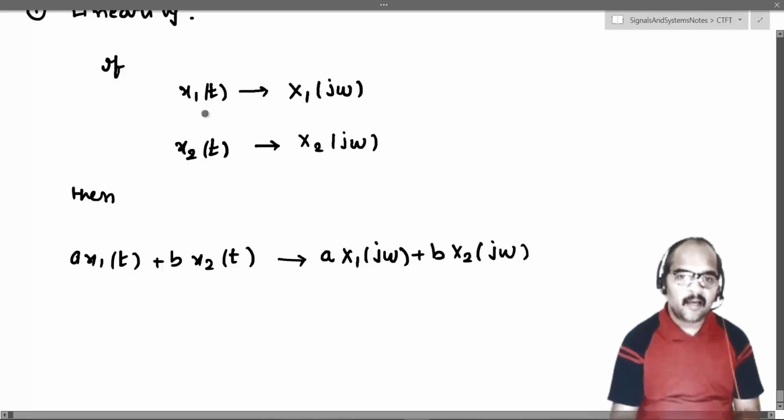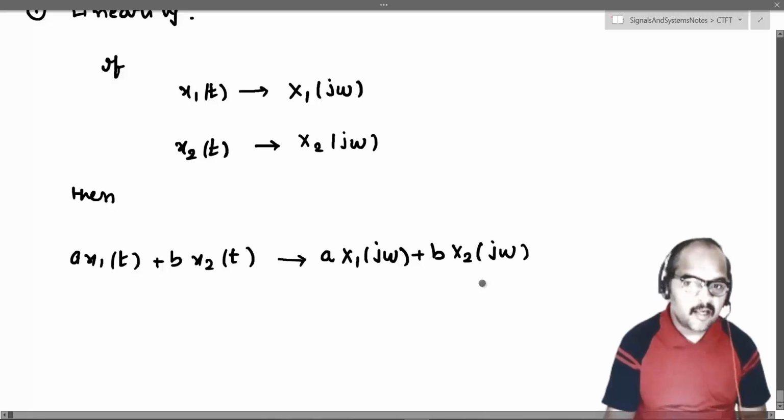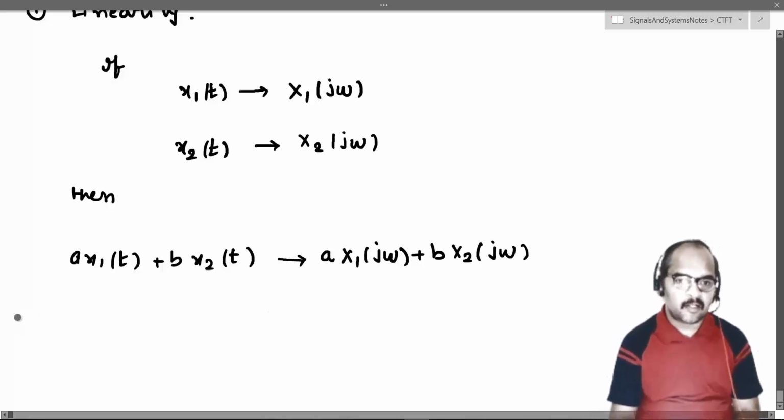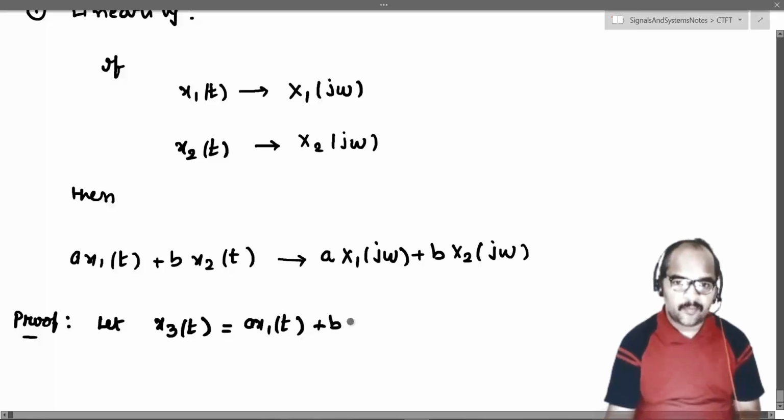What does it say? If you take a linear combination in the time domain, you should take the same linear combination in the frequency domain. Let us try to prove this result. It is simple, but let us try to prove it. Let us assume a x1 of t plus b x2 of t is x3 of t, so x3 of t equals a x1 of t plus b x2 of t.